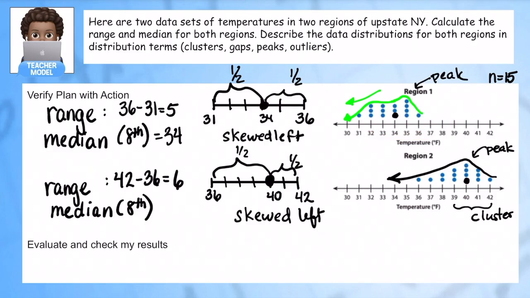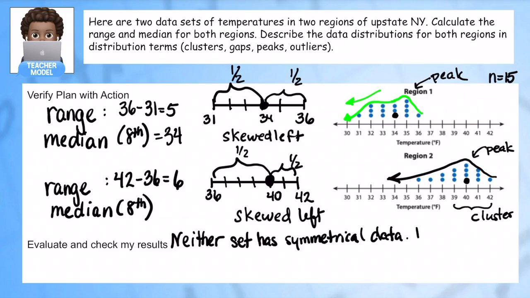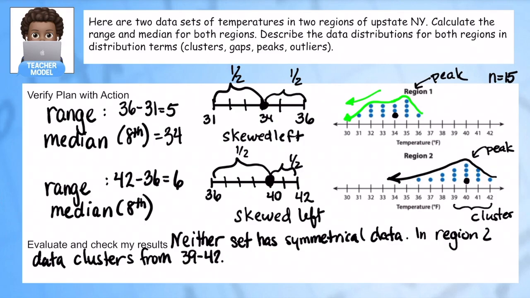So how am I going to describe all this in words? Neither set has symmetrical data. In region 2, data clusters from 39 to 42. However, the data is skewed left. Ooh, I also should put in the mode is 40. I would have said that before then.